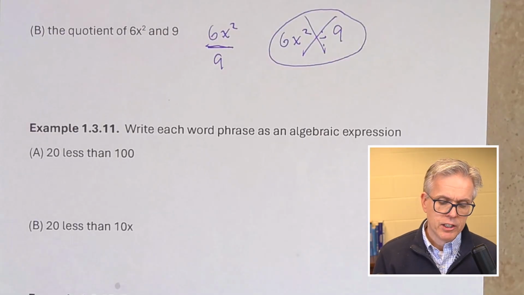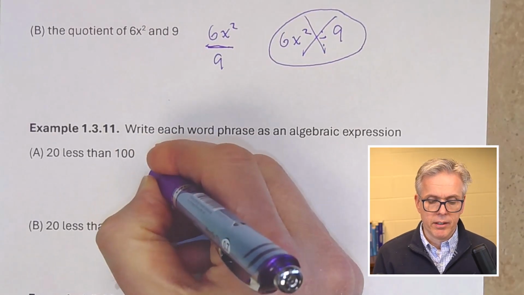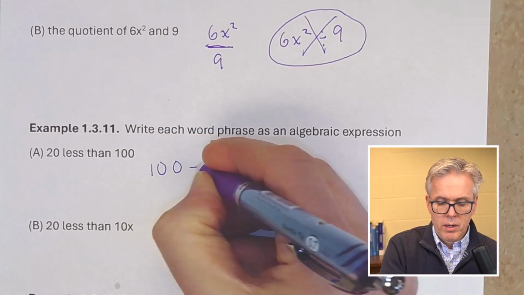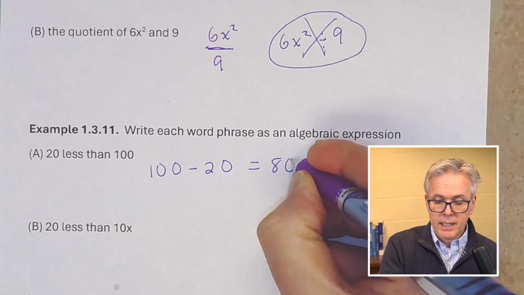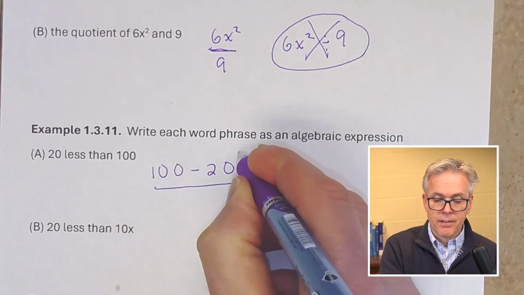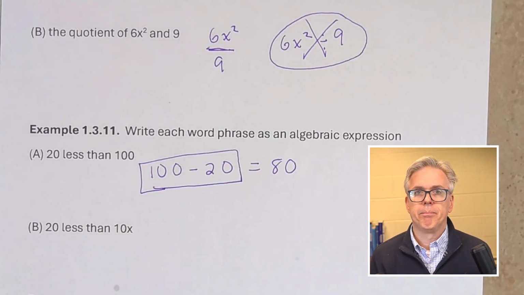Okay, this next one, 20 less than 100. So how would you write 20 less than 100? Well, you're going to say 100 minus 20. We could go ahead and complete this. We can actually combine those. It didn't ask for that. It really just wanted this part right here, so that's all you had to do.